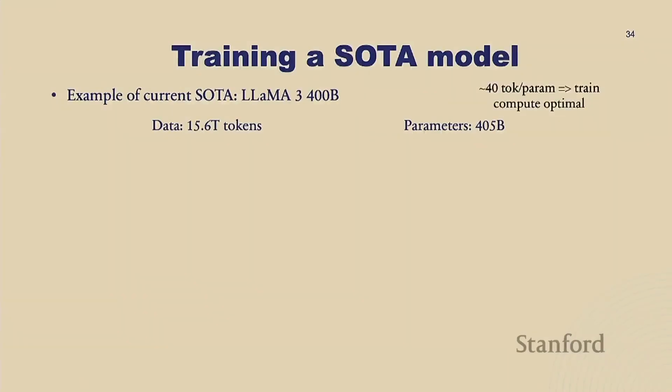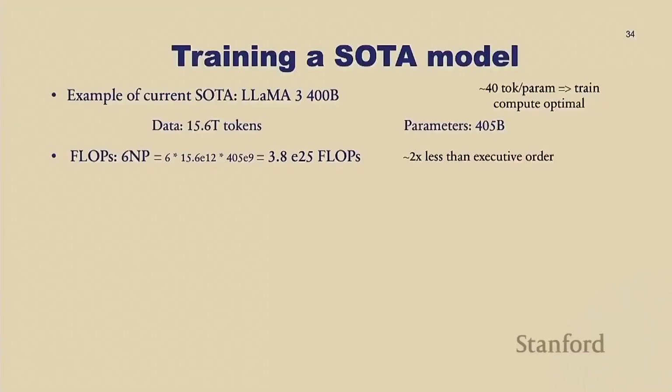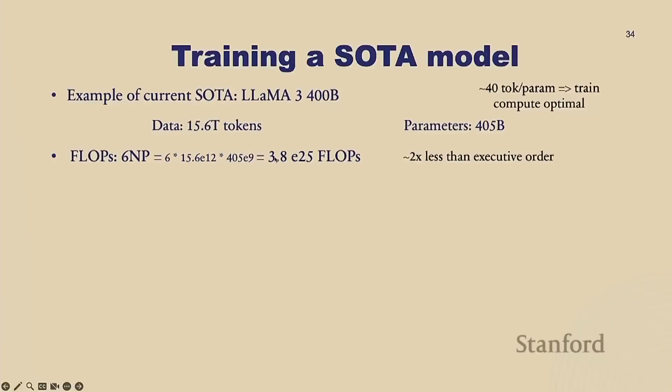So just so you know, this optimal tokens per parameter is around 40. That's a little bit more than Chinchilla, but less than this inference optimal model. So they went for training optimality. Flops for this model: one simple way to compute flops is 6 times the number of parameters times the number of data that you train on. So if you do the simple calculation here, it's 3.8e25 flops.